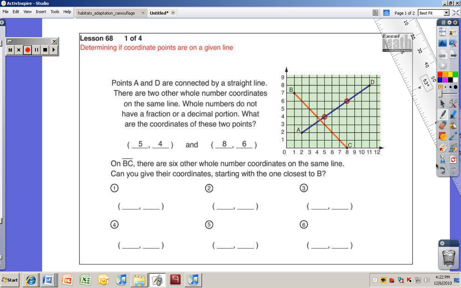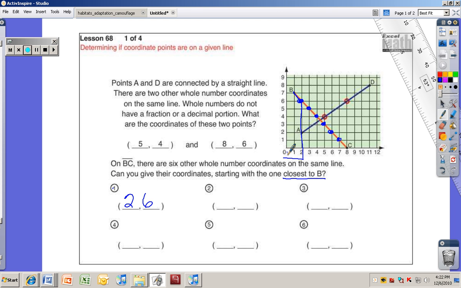Alright, you can see that as the line comes down, it crosses right here, here, here, here, here, and there. And it tells us that it wants us to start with the one that's closest to B. So the one closest to B is right there. And the way we find coordinates is, of course, we go X first and then Y. So that's at 2, 6. Number 1 should be 2, 6, because number 1 is supposed to be the point that's closest to B.